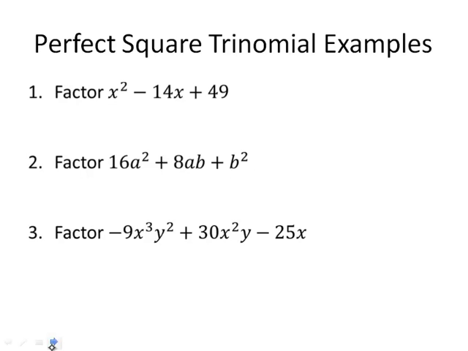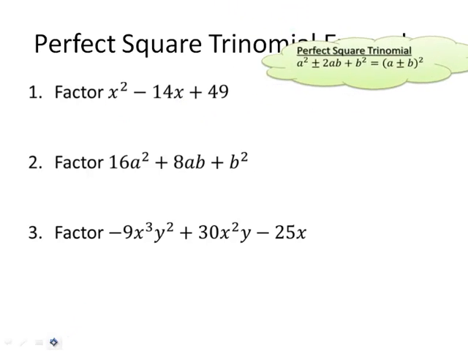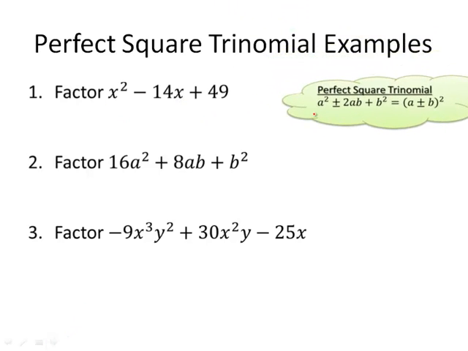Let's move on and look at some perfect square trinomial examples. So all of these are in the format of the perfect square trinomial, where you have a bracket squared giving you a trinomial. So the first and the last terms are perfect squares. So that's what you're looking for. But then you gotta check the middle term.